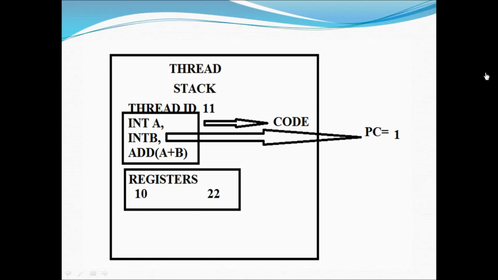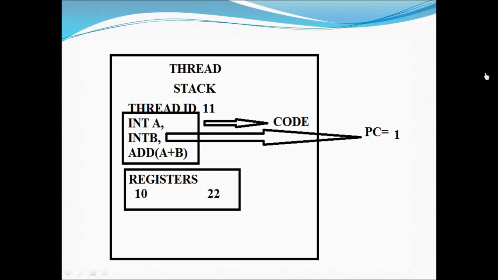Not only that, the thread contains a PC. PC means program counter. The program counter always holds the address of the next instruction. Here, what is the value of the PC? 1, because add = a + b. Add = a + b is the instruction. That's why the PC value is 1 here.